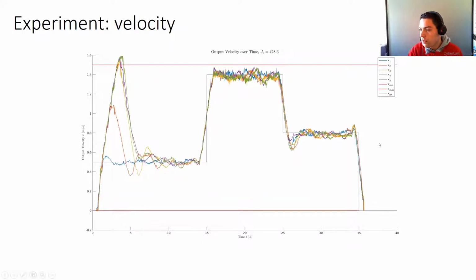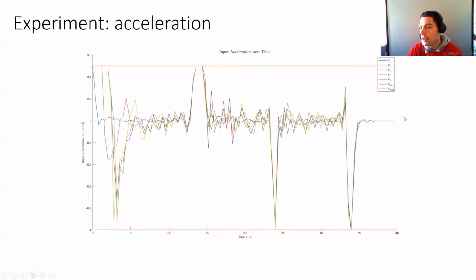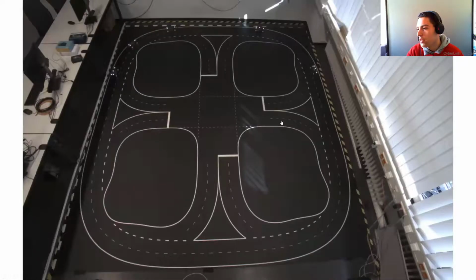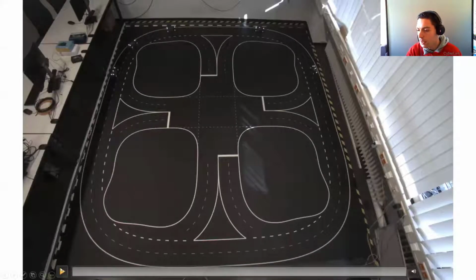This is the output velocity of all the vehicles. So it's also a bit more shaky, but still it converges towards the reference. And the acceleration profile, which is a bit more spiky than in simulation, but still, they satisfy the constraints. So now I want to show you the experiment video.